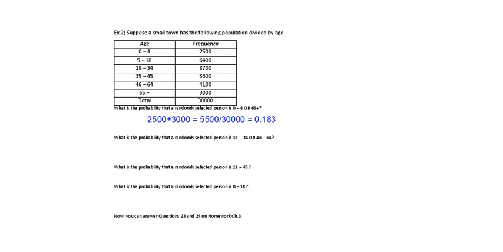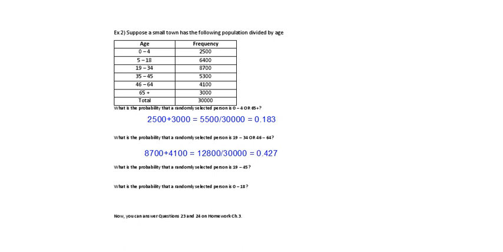All right, the next one says 19 to 34 or 46 to 64. Well, 19 to 34 is 8,700. 46 to 64 is 4,100. That adds up to 12,800. Next, divide by 30,000. And that is equal to 0.427.